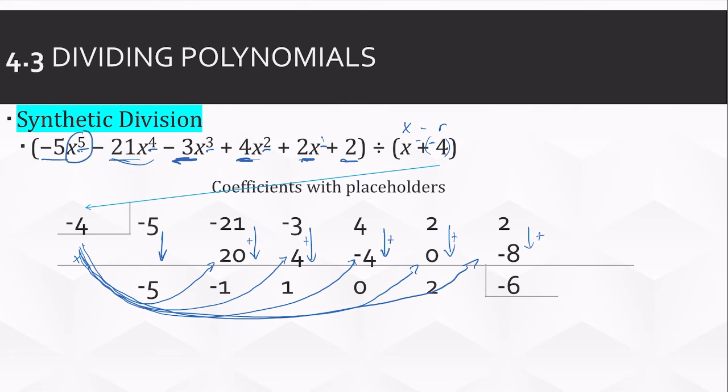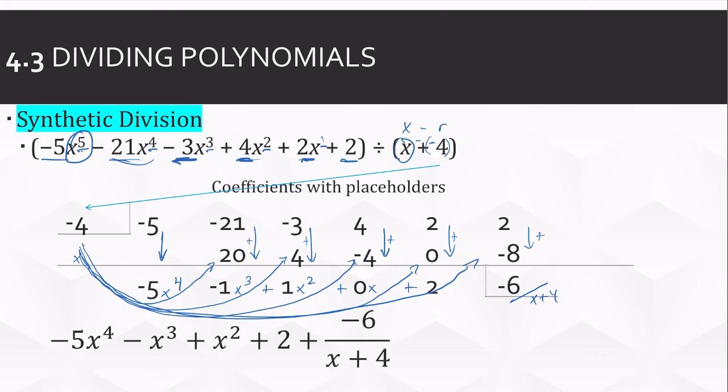We were x to the 5th, but we divided by an x to the 1st. X to the 5th divided by x to the 1st makes x to the 4th. So we're now at negative 5x to the 4th minus 1x cubed plus 1x squared plus 0x plus 2, and then the negative 6 is your remainder, so we were dividing by x plus 4. So that's your answer.